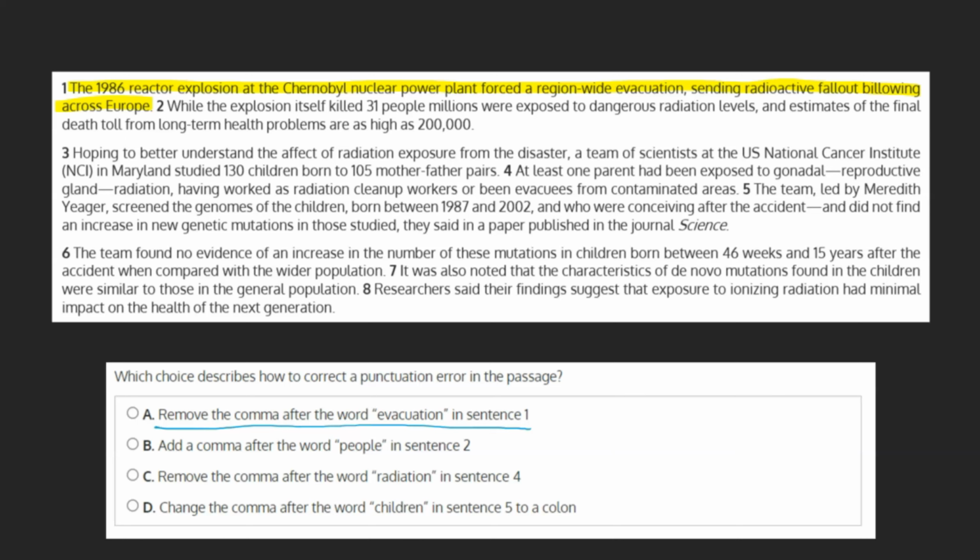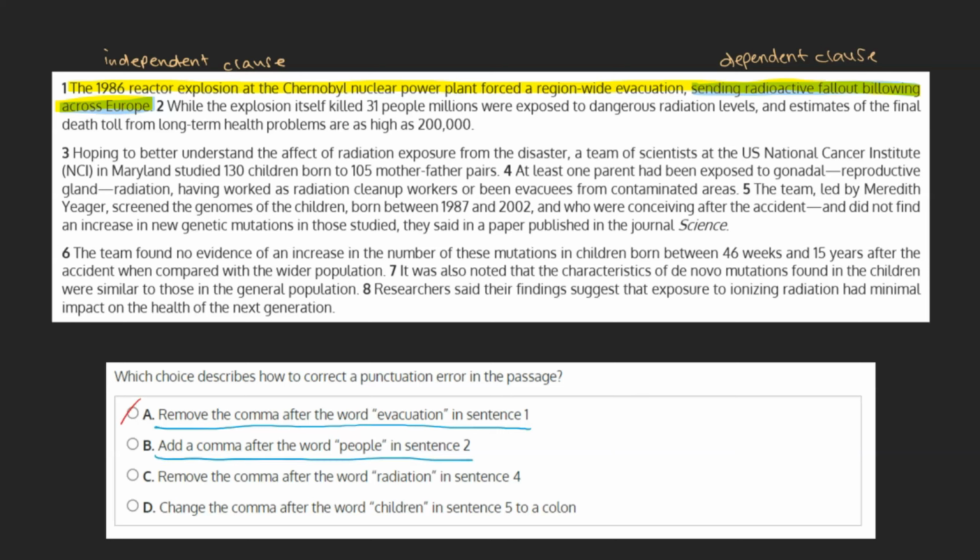The first half of the sentence is an independent clause, a clause that could stand as a proper sentence on its own. The second half of the sentence, sending radioactive fallout billowing across Europe, however, is not a complete sentence. It is a dependent clause, as it lacks a subject. It merely supplies more background detail to what the first clause outlined. As the comma clarifies the relationship between these two clauses, English grammar rules state it must be there. As such, this choice can be marked as incorrect.